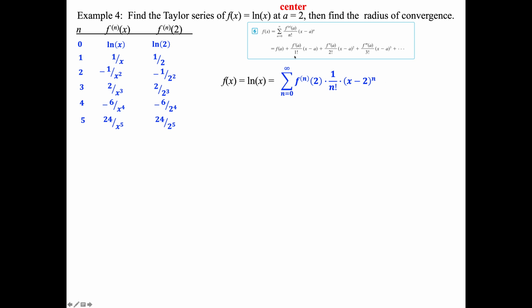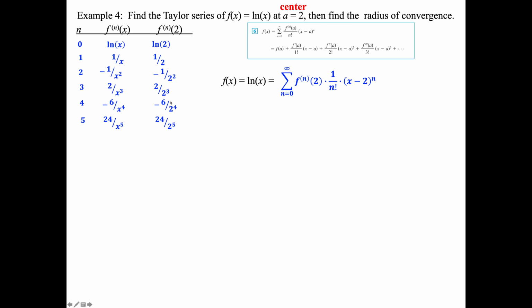Now I broke this down a little bit into pieces. So here's my f of a for when we're doing the function, the first derivative, second derivative, and so on, times, I wanted to separate this as 1 over n factorial, times the binomial x minus a, which in this case is x minus 2 to the n power. So this is what our Taylor series is going to start to look like. So now we just have to put in the numbers here that we created right here in the last column of this table.